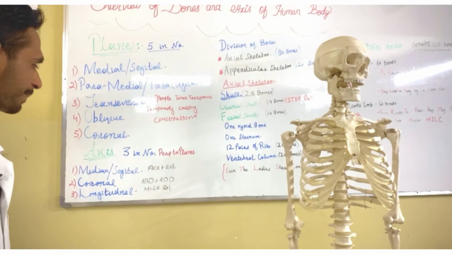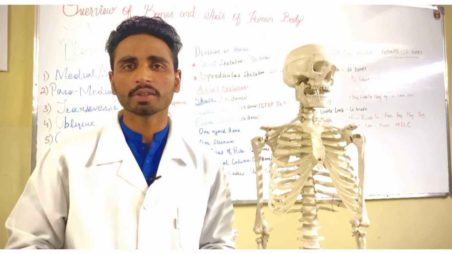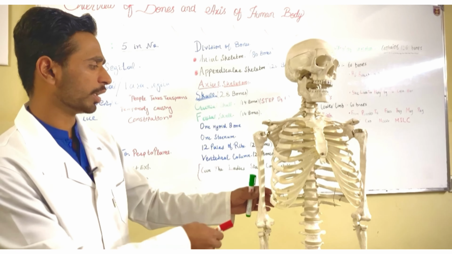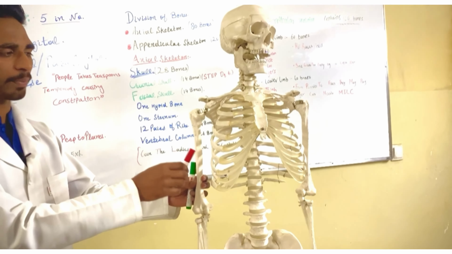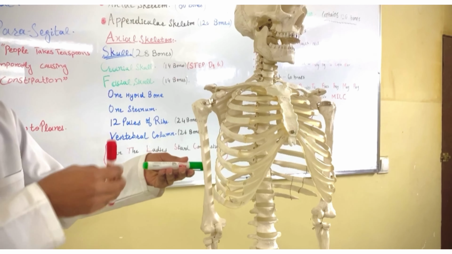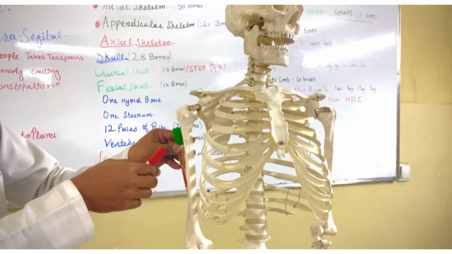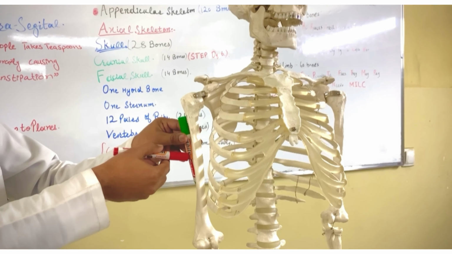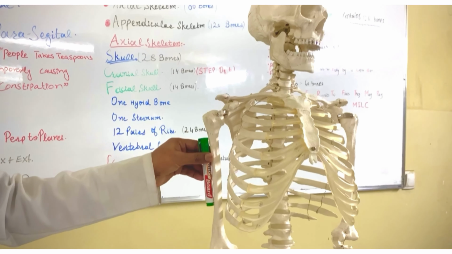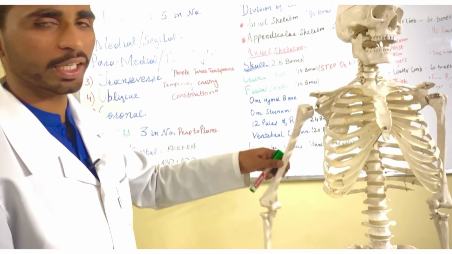Then we have the coronal axis, an axis that is perpendicular to the coronal plane. Here is a coronal plane that divides into anterior and posterior halves, and if we do like this, it will make an angle like this, okay, a 90 degree angle, and the movement of the body around this axis will be abduction and adduction.